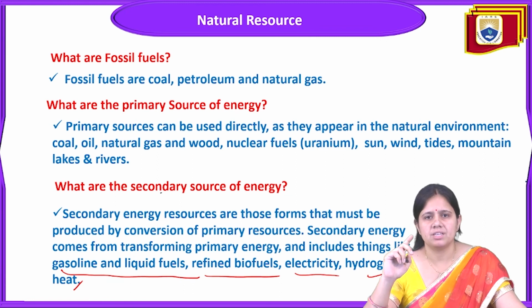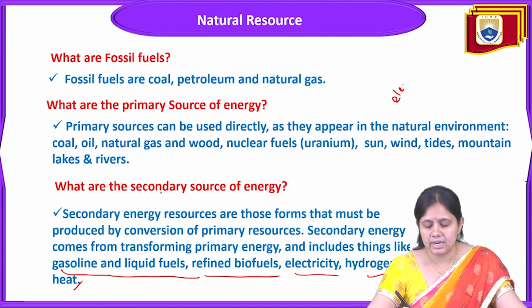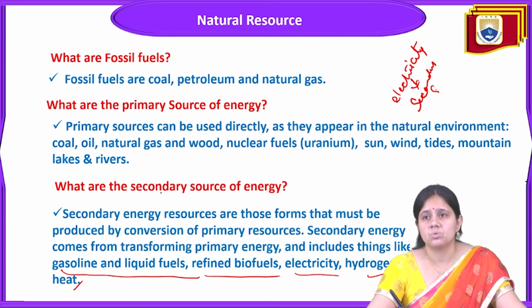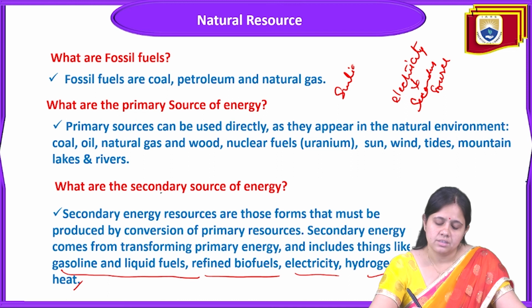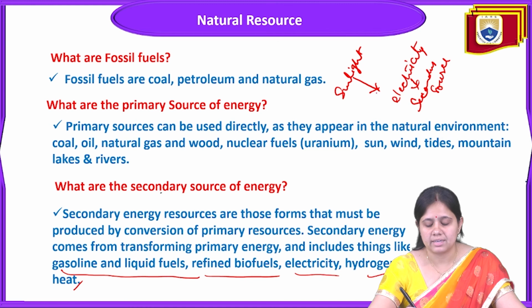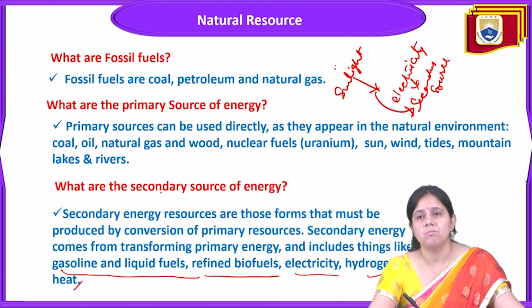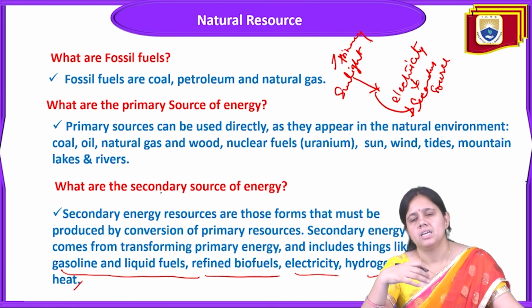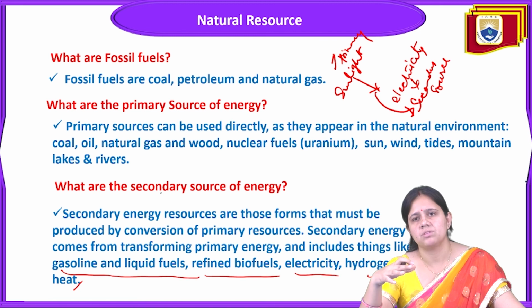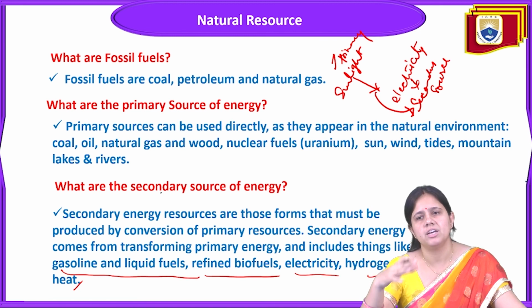For example, when we discuss electricity, electricity is a secondary source of energy. Sunlight is a primary source of energy, and we use sunlight to produce electricity. If we are talking about only sunlight, this is the primary source, meaning we are using it directly. If we are using that sunlight directly, it is called a primary source of energy, meaning those sources of energy that we are using directly.